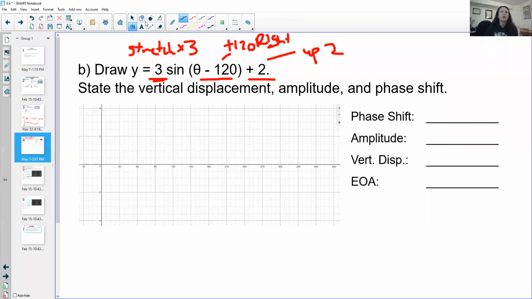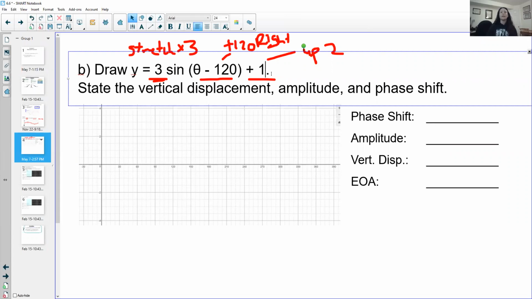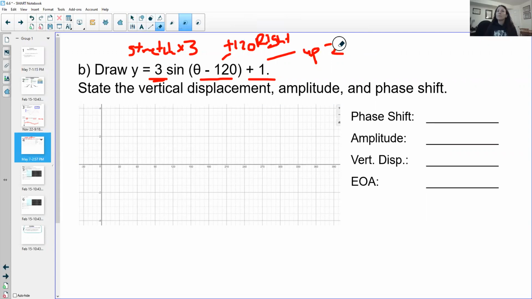Okay, I'm going to change one of my equations. Can you please change this to 1? And this way it'll fit on our graph. Otherwise, we'd have to do quite a bit more work. So we're just going to switch this to 1. So please make that correction. Instead of +2, make it +1. And this way we can see all of our points after we graph them.